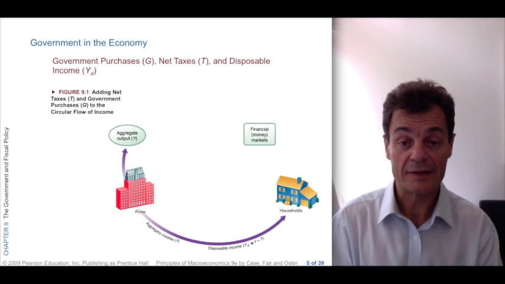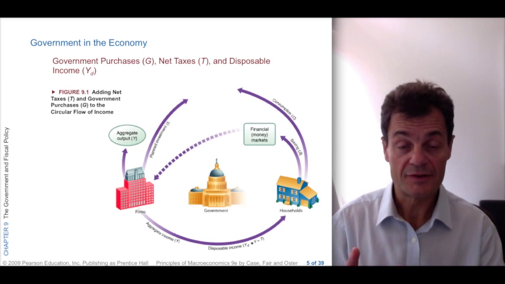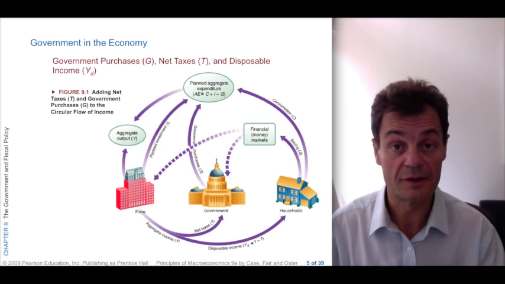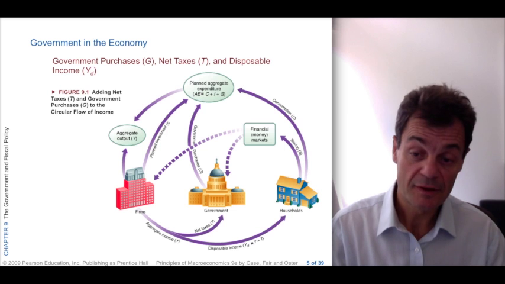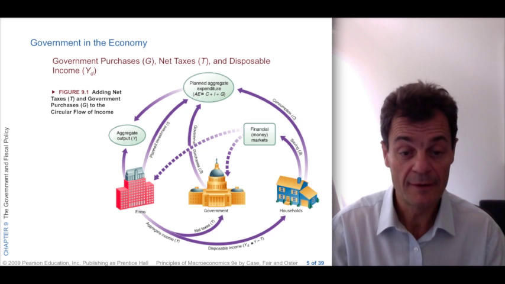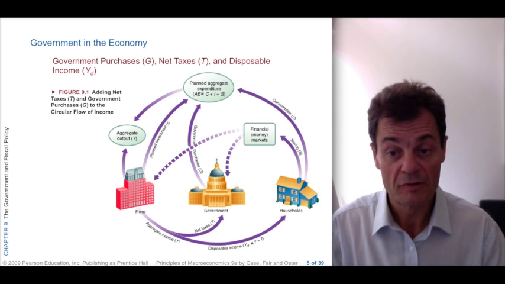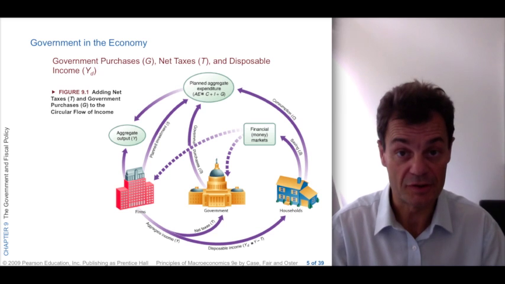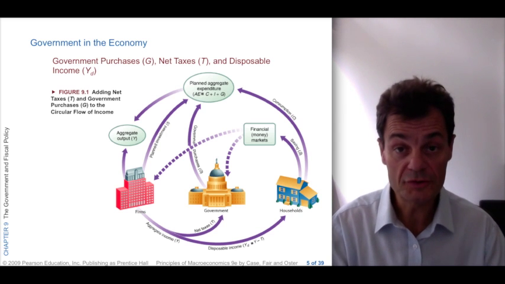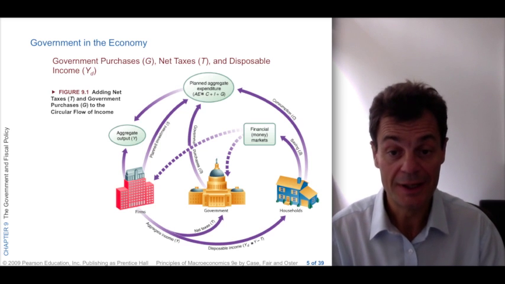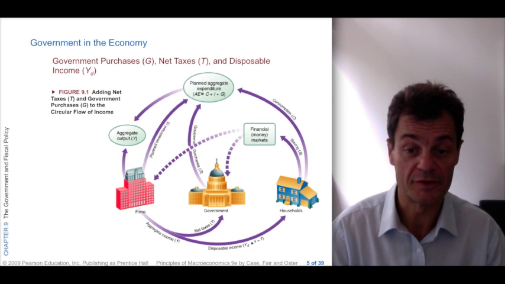Let's look now at an overall chart that describes how the government intervenes in the economy. We know that there is a relationship between firms and households, which we described in chapter number 8. Households consume, firms invest, and this consumption plus investment generates the aggregate expenditure. Well, the government also spends, also makes purchases. They are denoted here as G, and they add up to the aggregate expenditure.